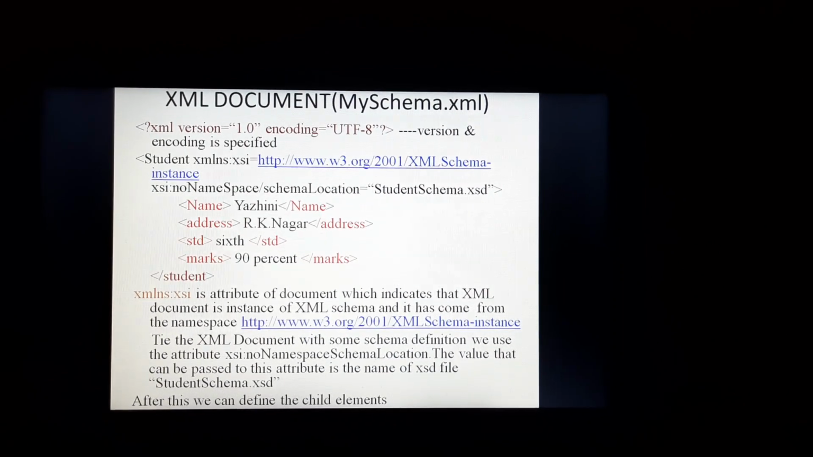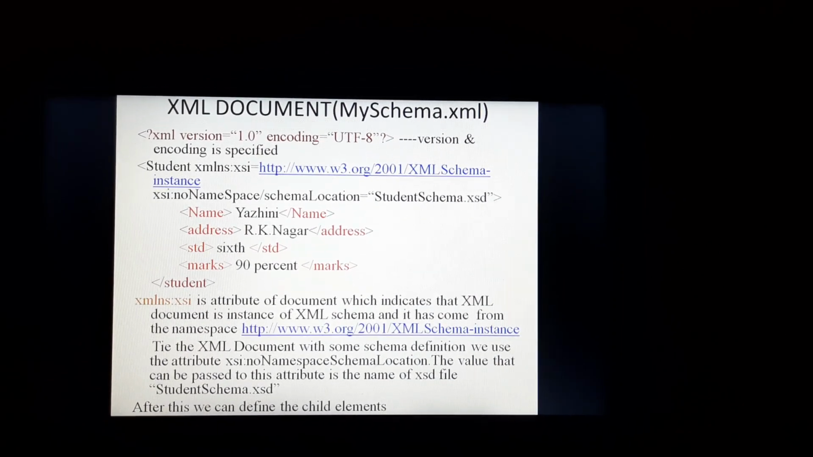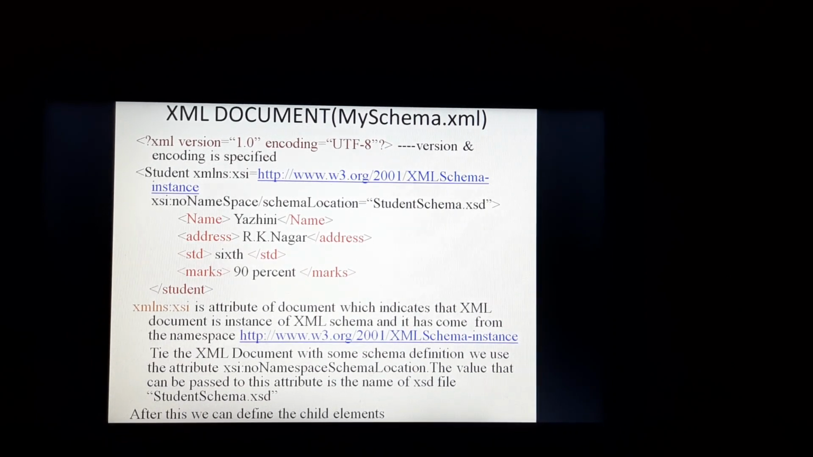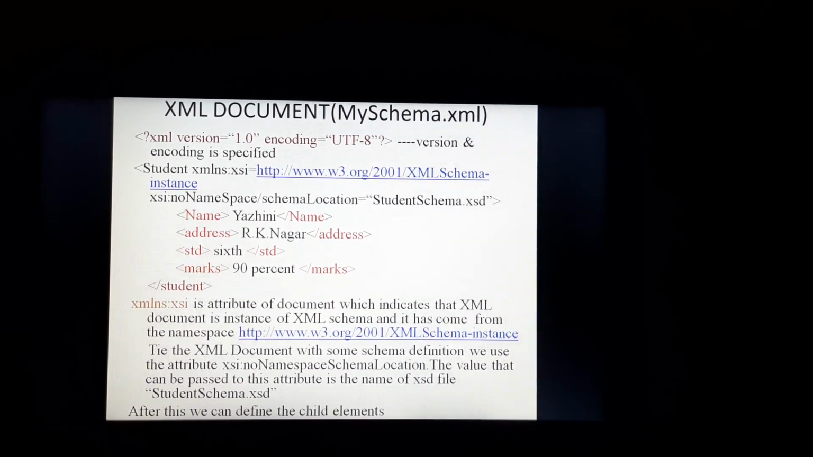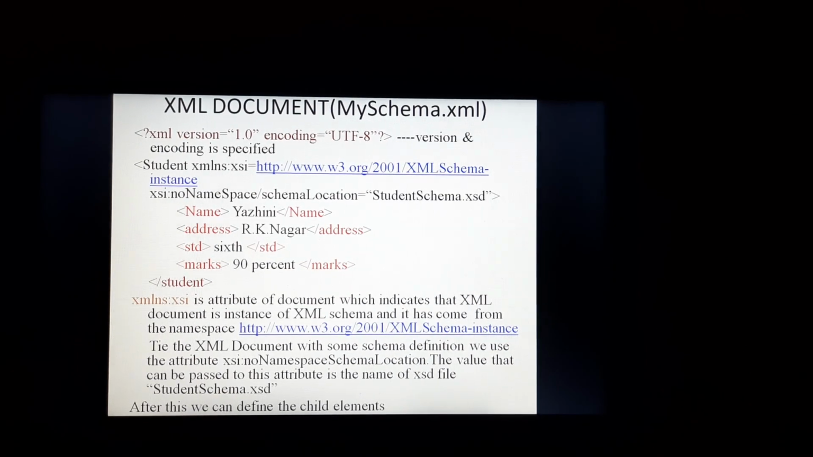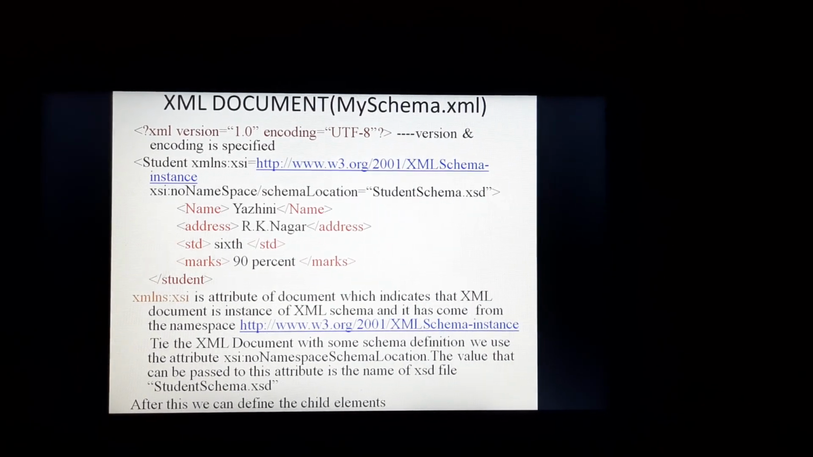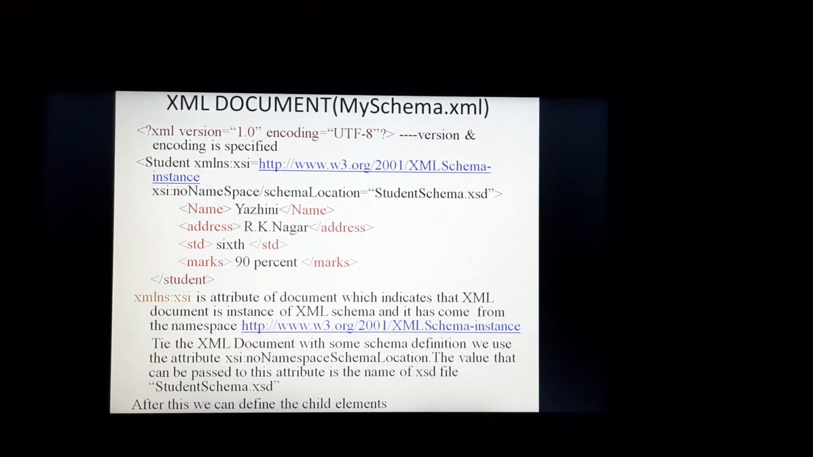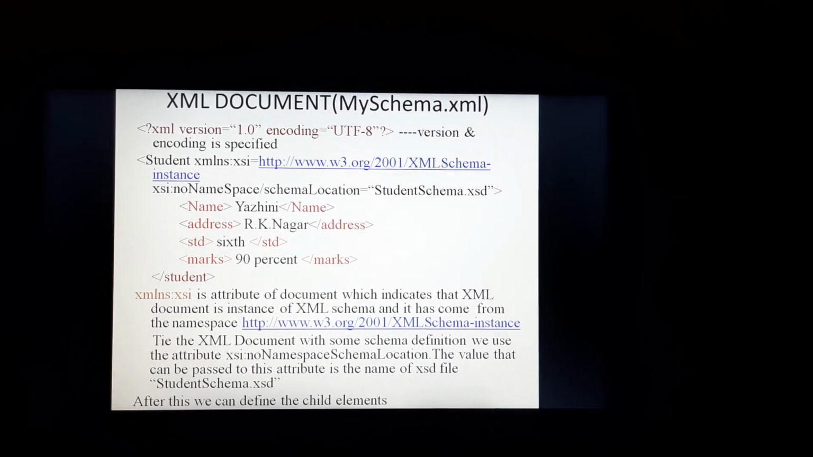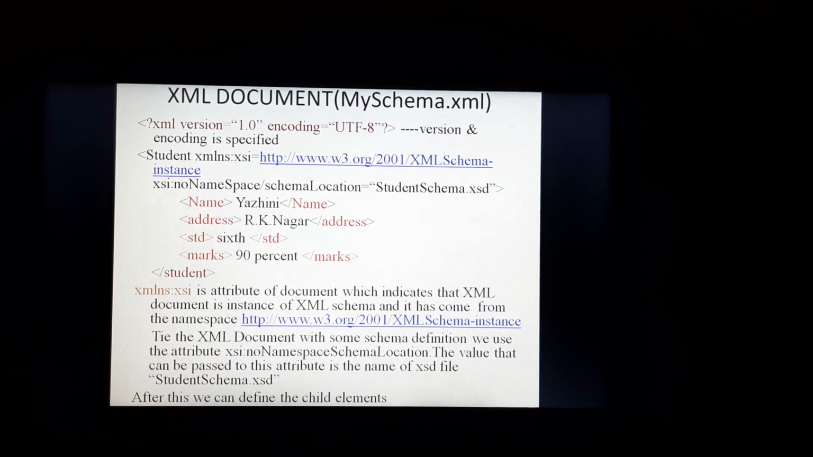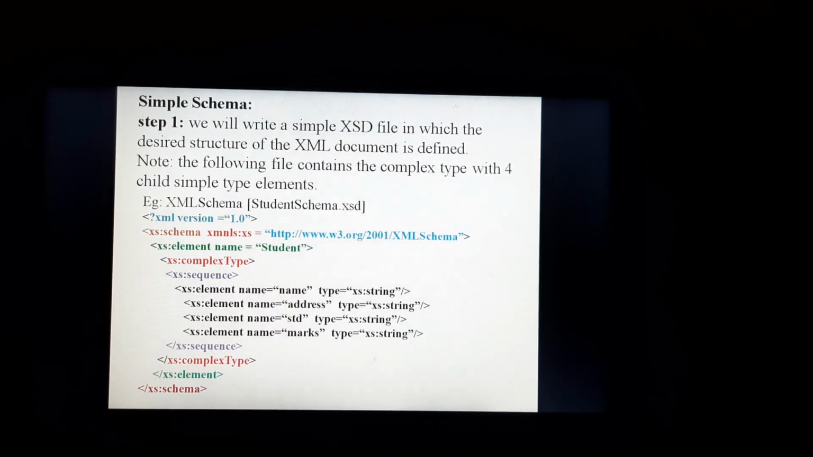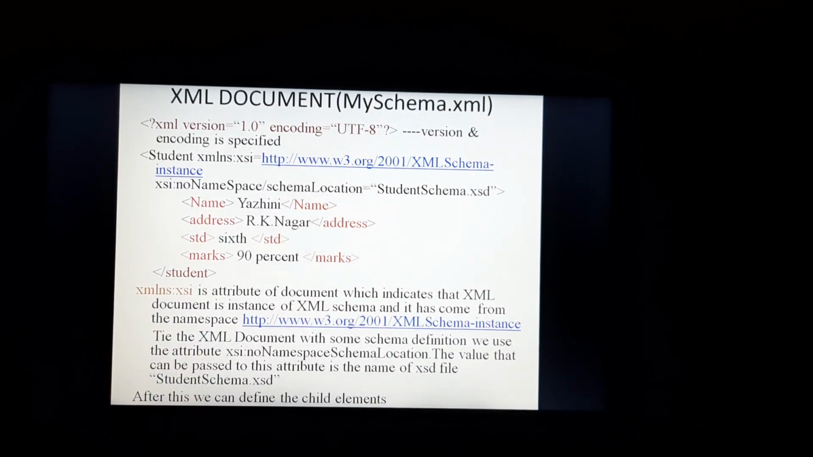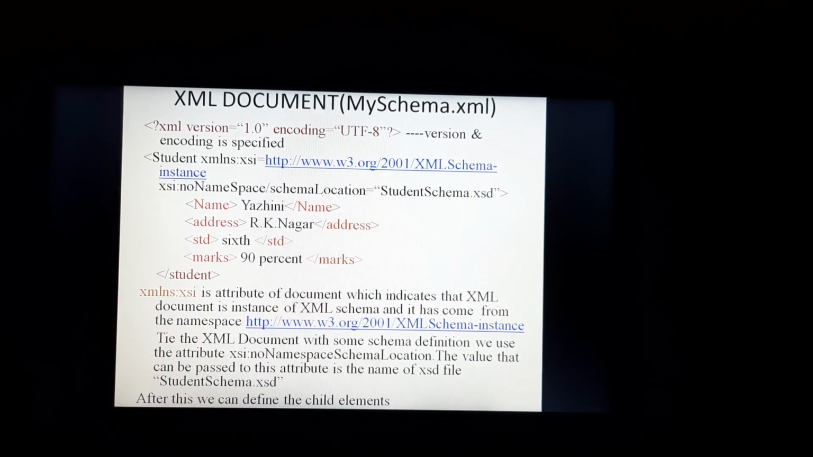Here the file name is myschema.xml. Here the first line is <?xml version="1.0"?>, which indicates the version, and then encoding="UTF-8" indicates the encoding type. In the next line, student xmlns:xsi. Here student indicates the element name, the element name indicated in the second line of the schema. Okay. Student xmlns:xsi.